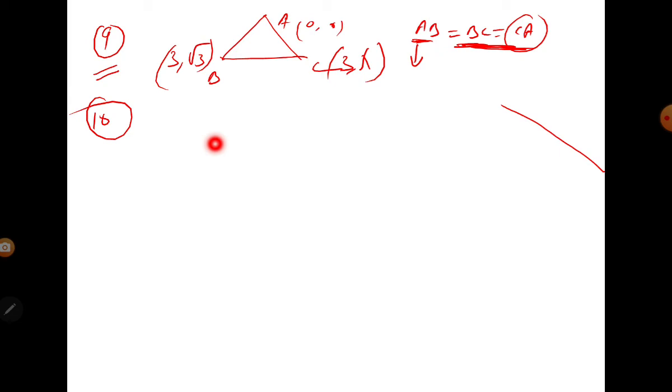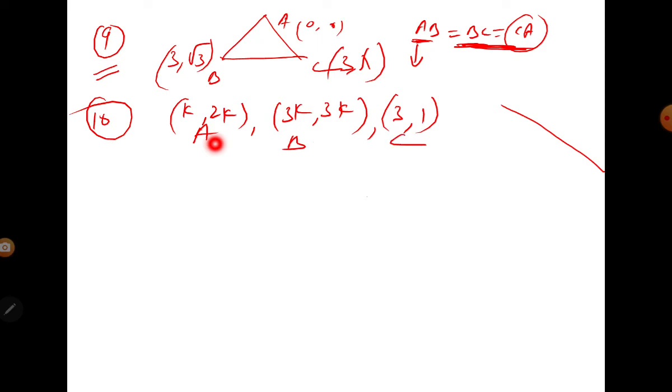If the coordinates given here, A, B, C, are collinear, then find the value of k. Now here you are given some coordinates: k, 2k. You don't know what is the value of k. And then 3k, 3k again. And then 3 and 1 are collinear, then find the value of k. So the condition is what? Collinear. So this will be A, this will be B and C. So points A, B, C will be collinear.